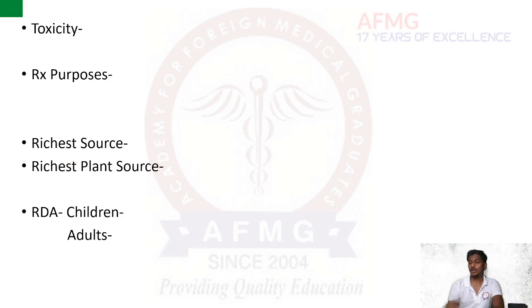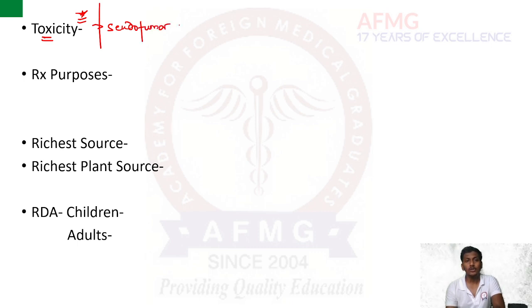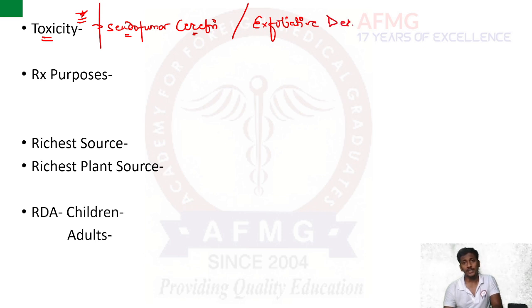If I move further now, talking about toxicity of vitamin A. Toxicity of vitamin A leads to a condition which has been asked in the question, and this is pseudotumor cerebri, where the patient would generally complain of nausea, vomiting, dizziness, headache, and most important, blurring of vision as well. This condition is due to vitamin A toxicity and known as pseudotumor cerebri, and exfoliative dermatitis can also be seen in vitamin A toxicity.